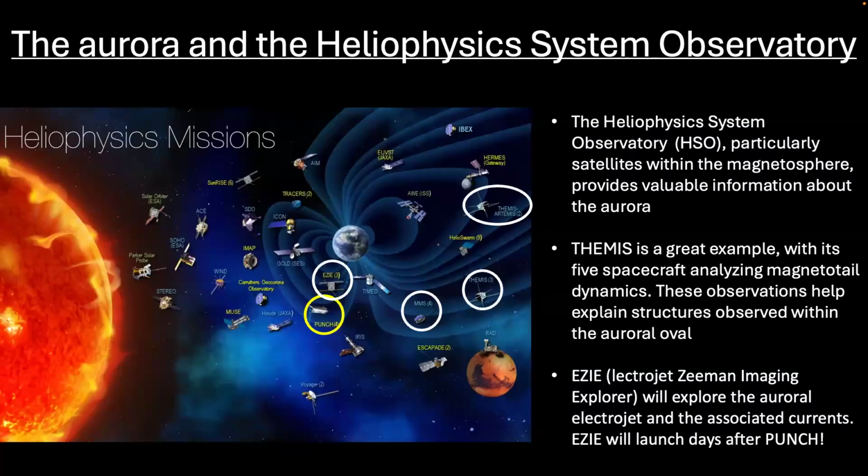So in terms of what we have, the Heliosystem Observatory provides us a very good suite of instruments and satellite emissions that is helping us understand the aurora.